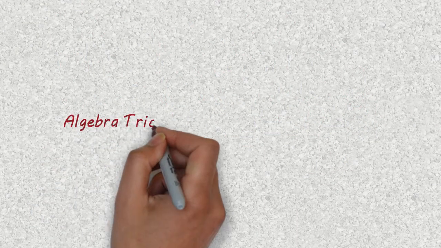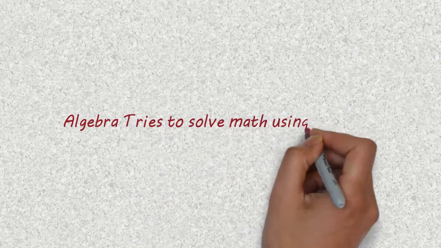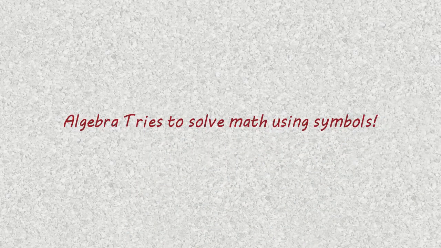Well, algebra is a branch of mathematics which deals with symbols. Now it's actually very simple. Algebra tries to solve math using symbols. Suppose in any mathematical problem you do not know a quantity. Instead of pretending you do not know that, you can just put a symbol there and try to solve the mathematical problem, making an equation, using this symbol.